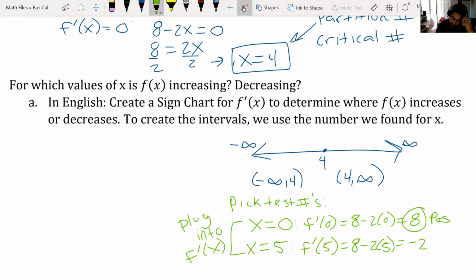This means that the original function will be, well, the first derivative is positive, which means the original function will increase. All right, and then the next output is a negative 2. Again, I don't care about the number, I just care about the sign. So this means that any number we pick from 4 to infinity, the first derivative will be negative, which means the original function will be decreasing. Okay, so from negative infinity to 4, the original function increases. From 4 to infinity, the original function decreases.